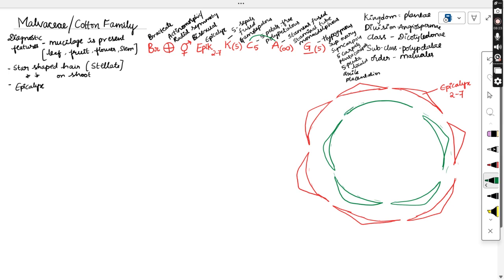Actually calyx always occupies the first wall, but in the case of Malvaceae family, due to the presence of epicalyx, it is coming to the second wall. So these green color structures are the sepals. They are 5, forming the calyx, in fused condition. So we are representing them as gamosepalous, and they show the valvate type of estivation. So that is the next wall.